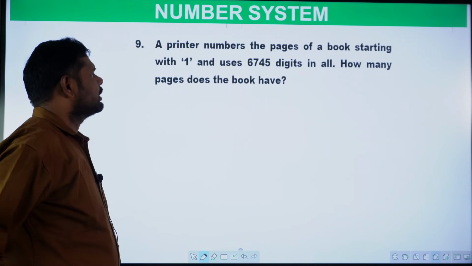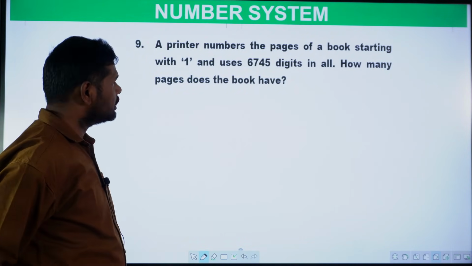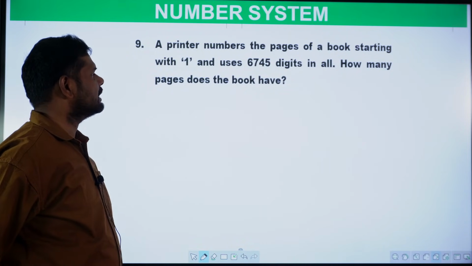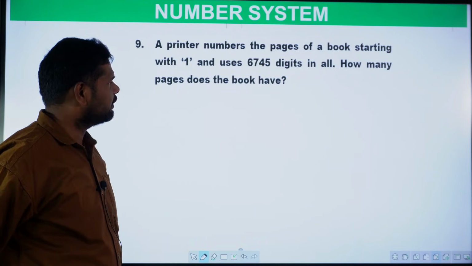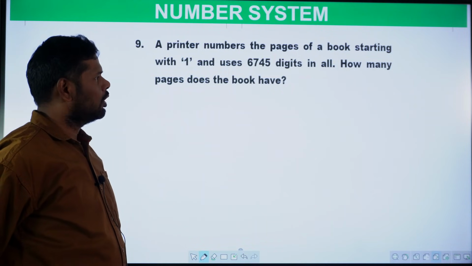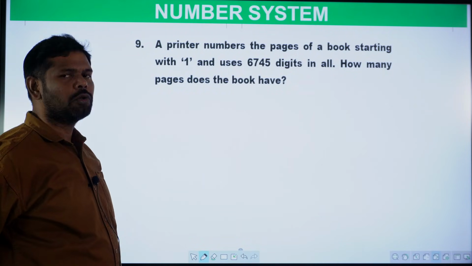A printer numbers the pages of a book starting with 1 and uses 6745 digits in all. How many pages does the book have? Again, reverse of the question. Total number of digits are given. You need to find out how many pages are in that book. That is the question. Total number of digits means first you observe that number is greater than 2889.